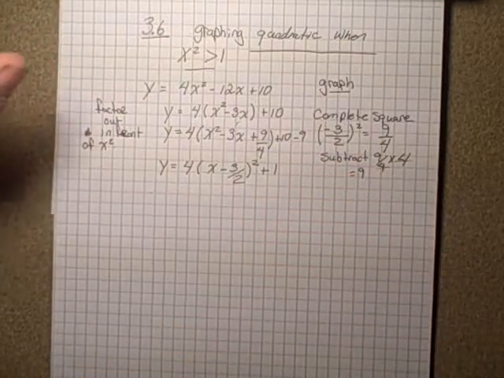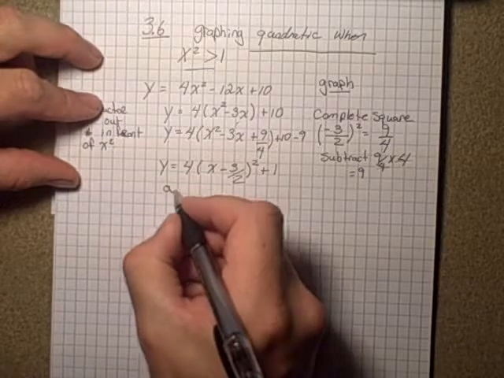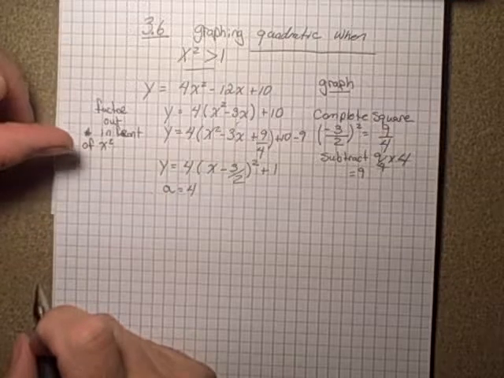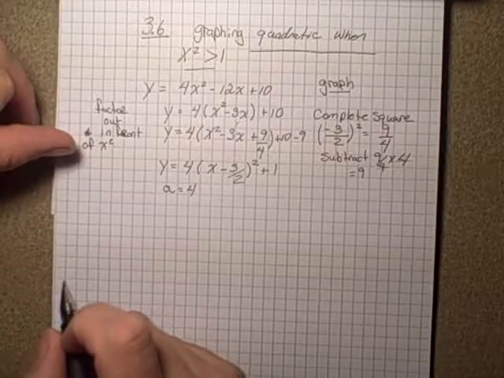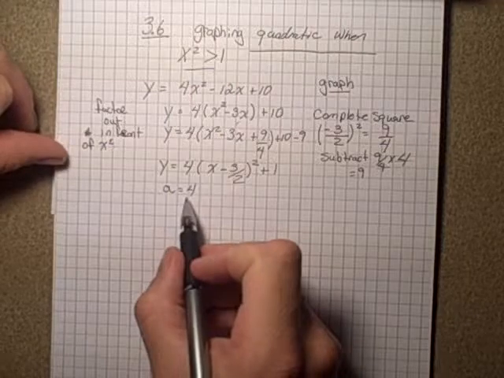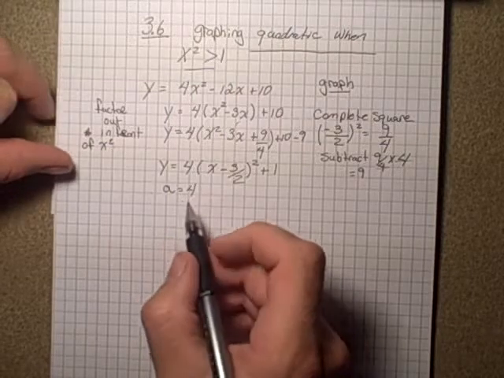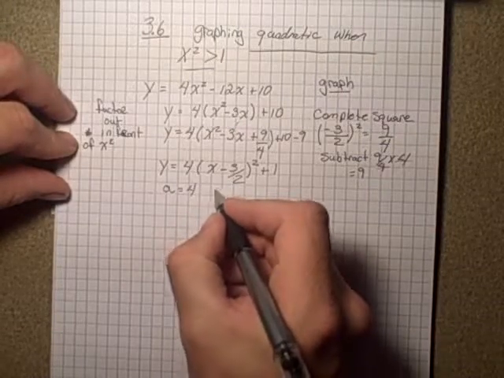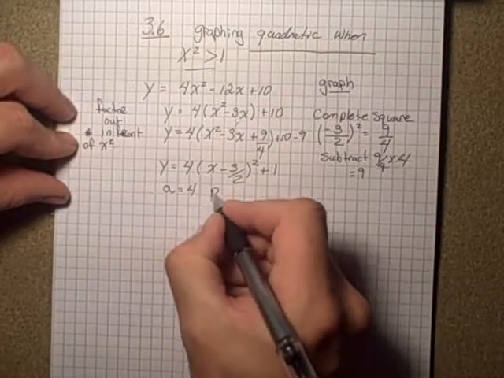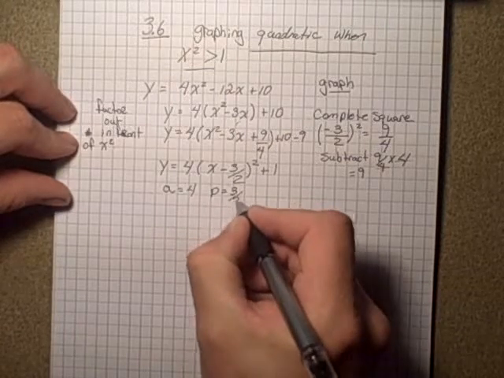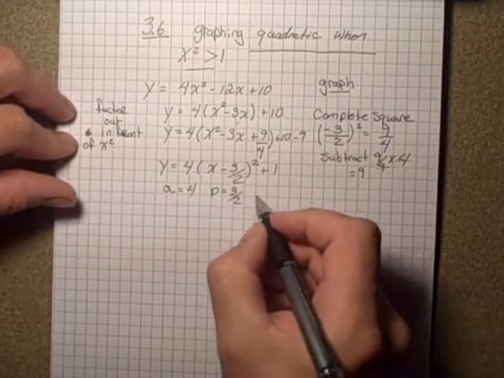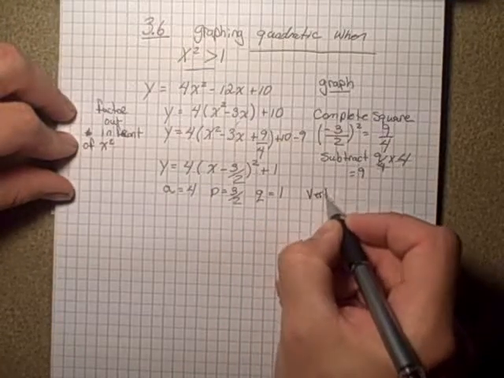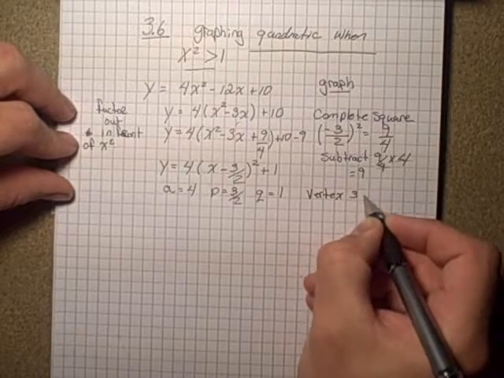So this tells us that a is equal to 4. A is positive, which means it's going to be a parabola that opens upward, and also because it's greater than 1, it's going to be a narrow parabola. Here inside, p is actually 3 over 2. Remember, in that general form, there's always a minus sign there. And q is equal to 1. This tells us that the vertex is 3 over 2 and 1.